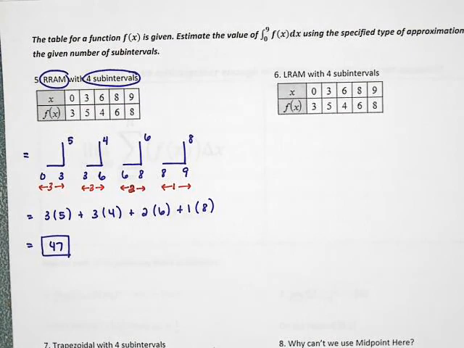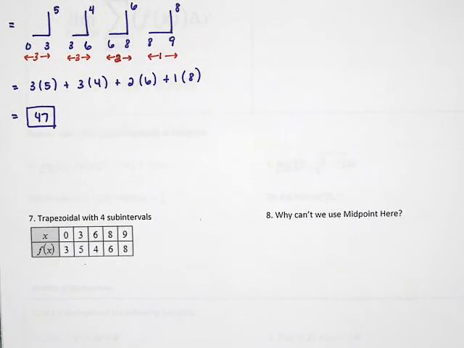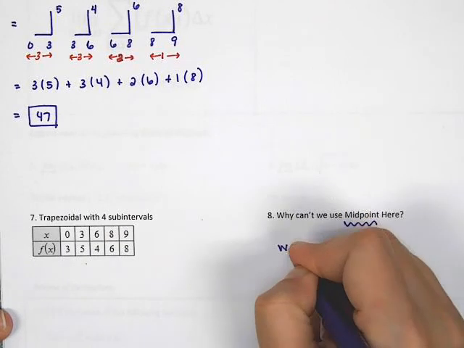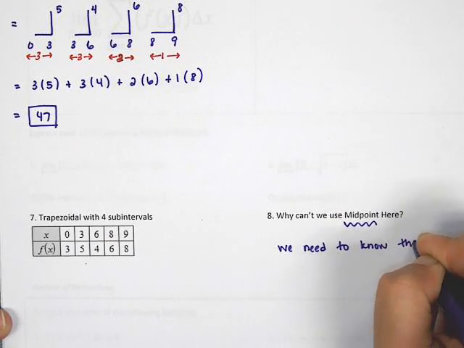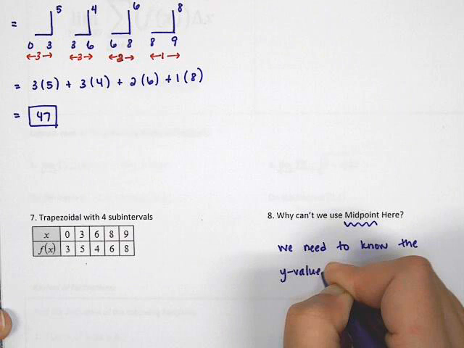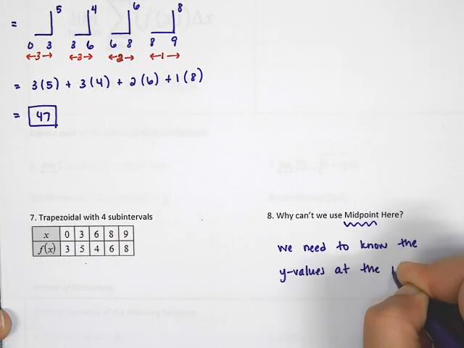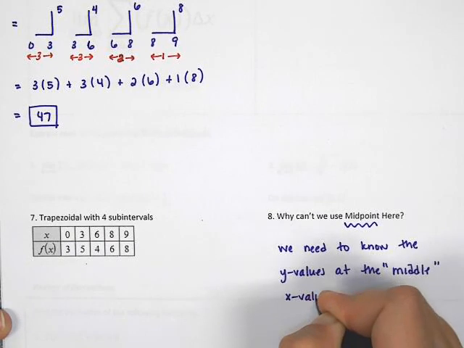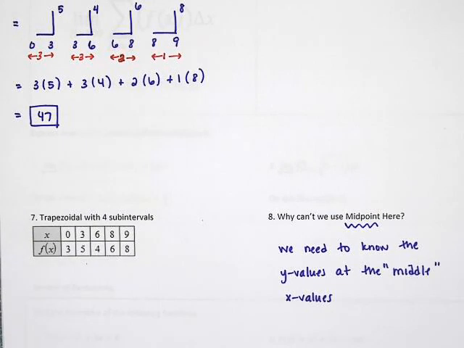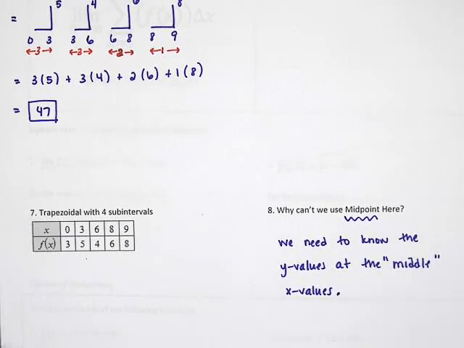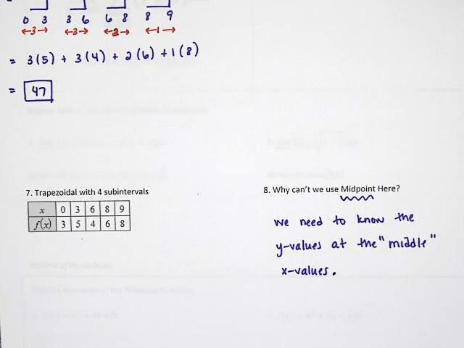We can definitely talk about those in class tomorrow, but I will say, why can't we use midpoint here? Well, in order to use midpoint, we need to know the y values at the middle x values. So for example, the middle between 0 and 3 would be 1.5. Well, because this is a table, we don't have a graph and we don't have an equation, we can't calculate those numbers. So because we need to know those and we don't know them, we can't use a midpoint approximation.